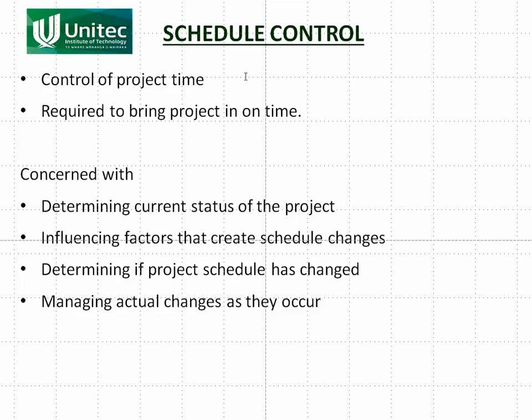So schedule control is the control of the project time. It's required to bring the project in on time. So these are the processes you use to first of all determine what the program is going to be, and then making sure that you bring it in on time. As the project is going along, you're concerned about the current status of the project, or more precisely, the current status of each of the little sub-projects that you're looking at.